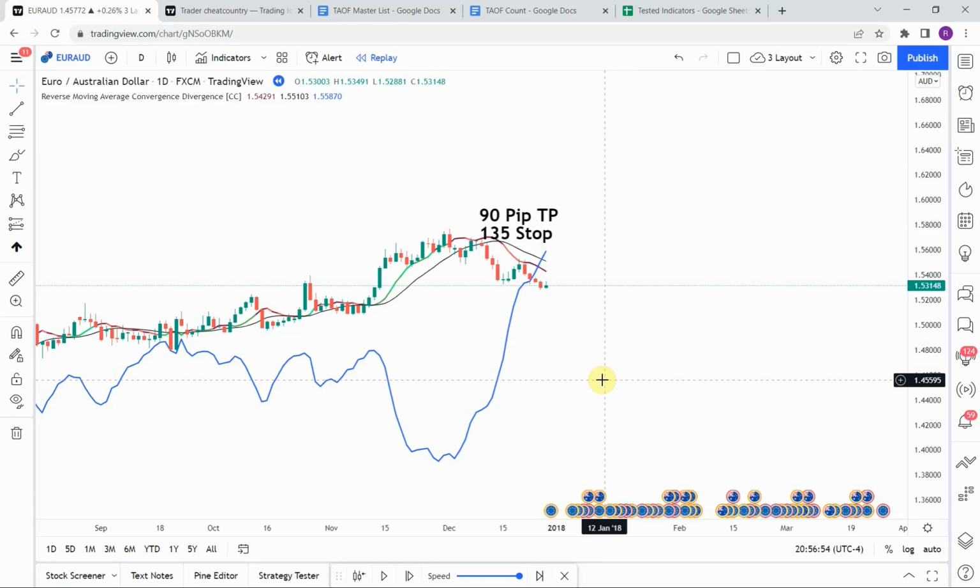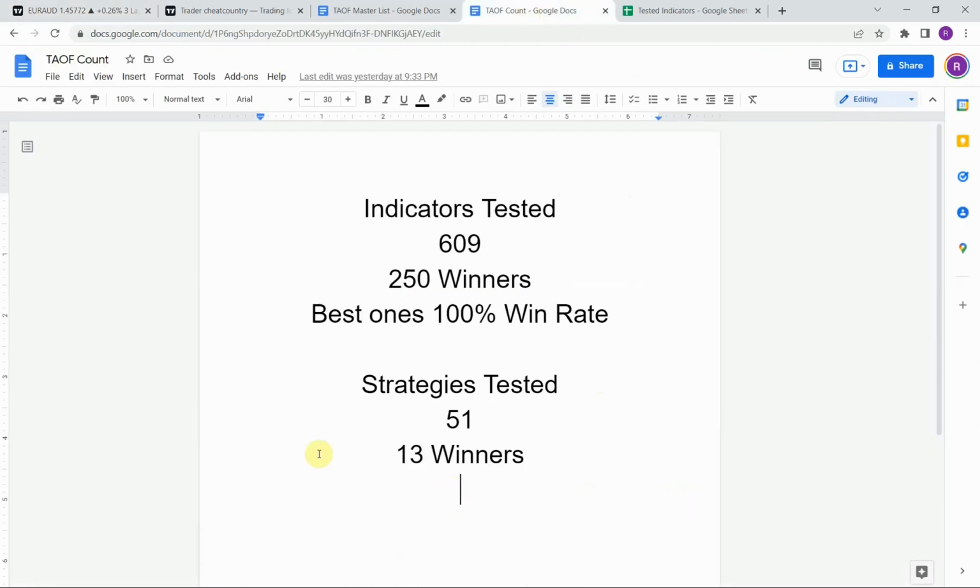Alright, as I said, today we will be testing the reverse moving average convergence divergence indicator. Before we do though, I wanted to put the testing scoreboard up for everyone to see. So to date, we have tested a total of 51 different strategies, with 13 of them being profitable. We have also tested a total of 609 indicators, with 250 of them being winners. The best ones so far were able to achieve a 100% win rate.